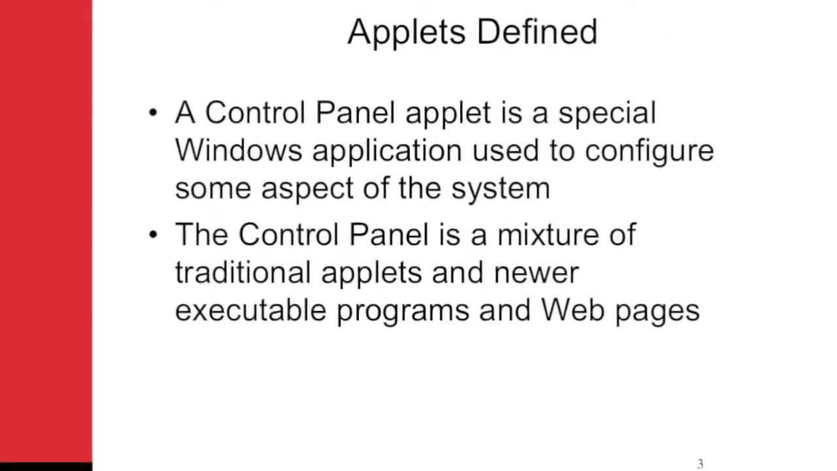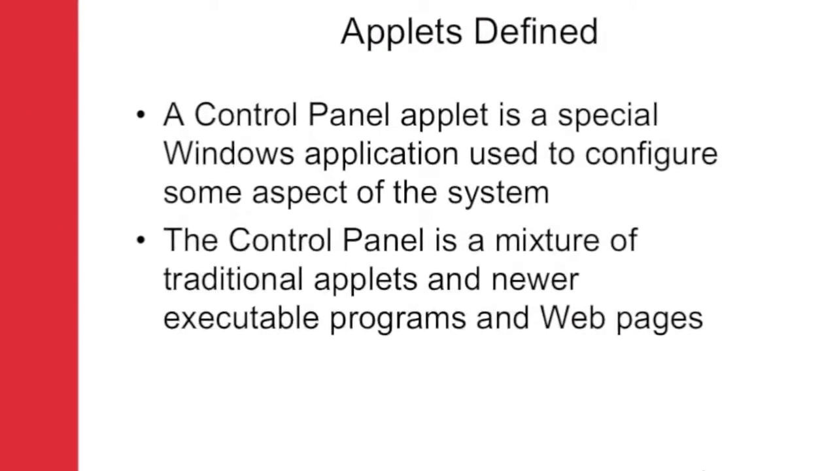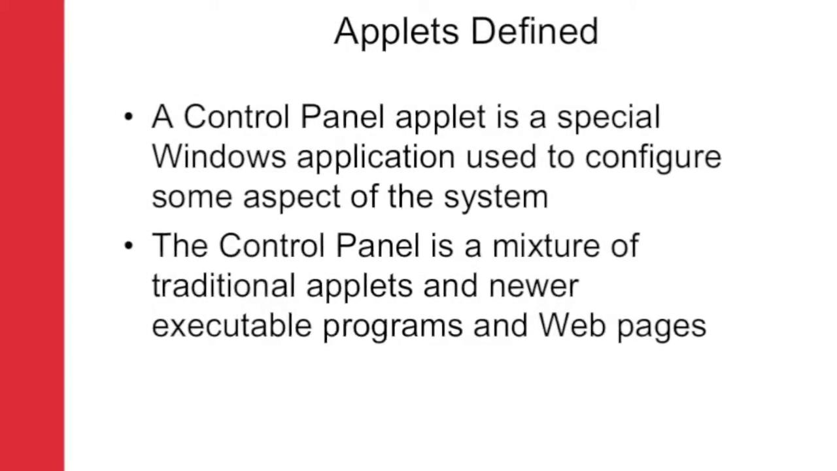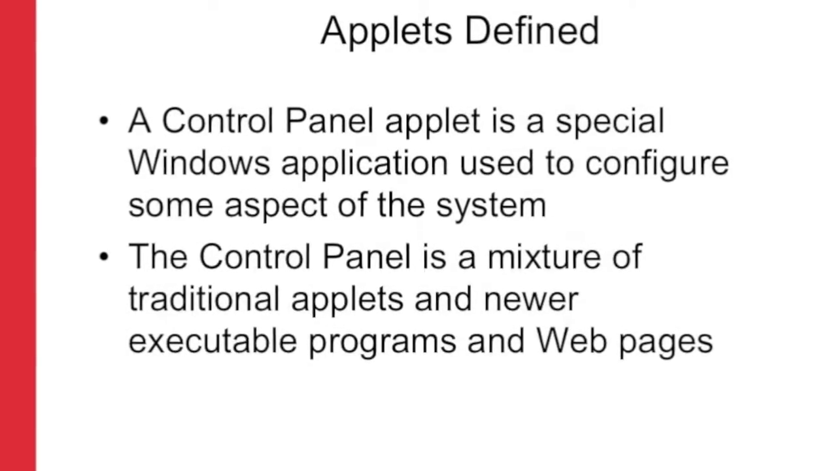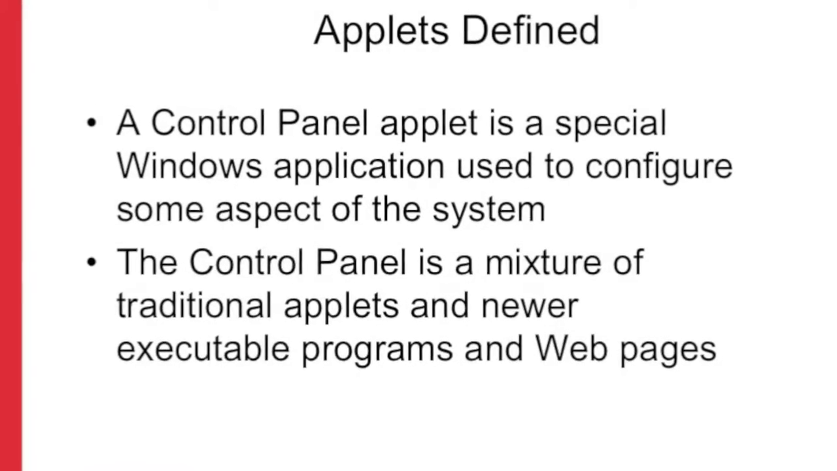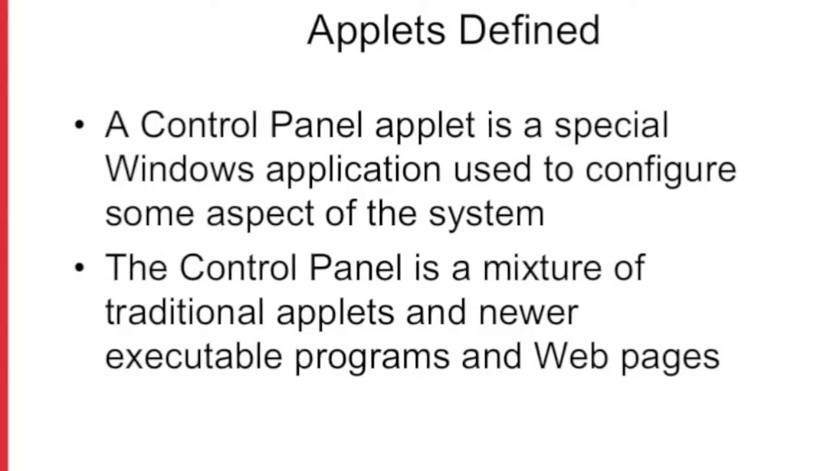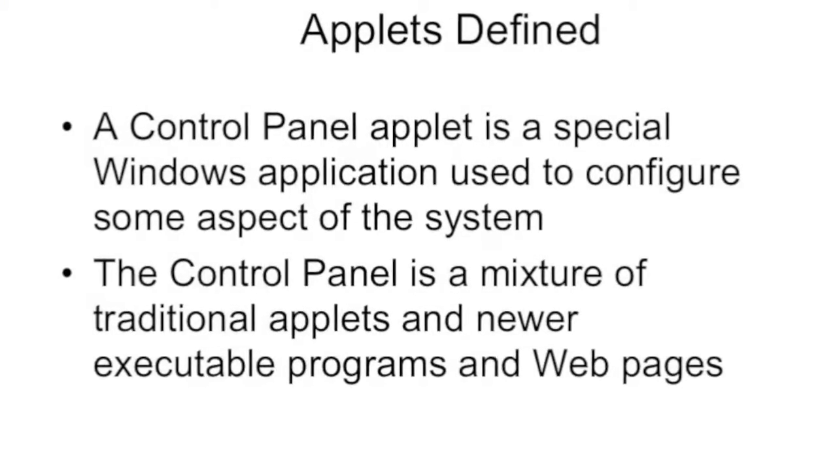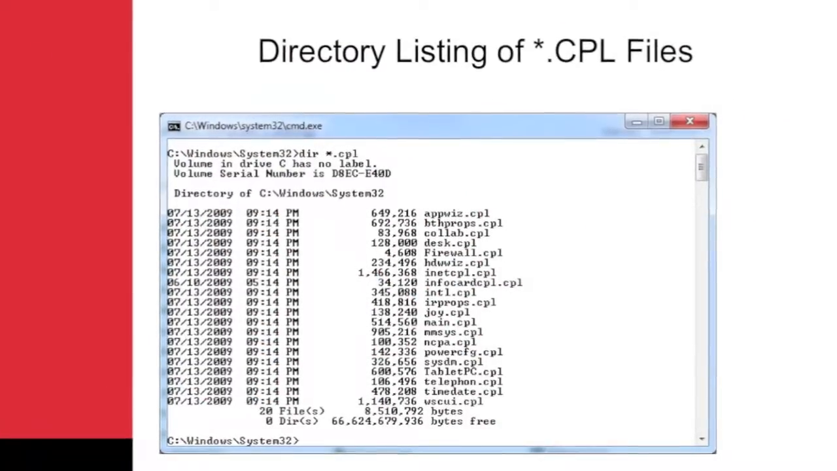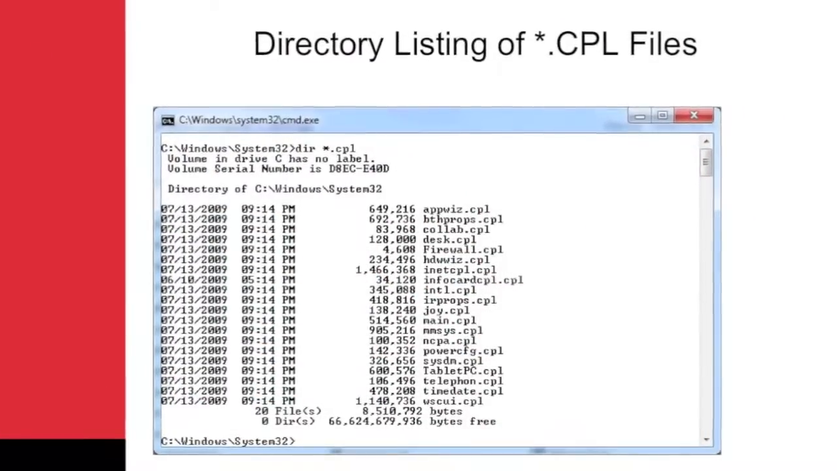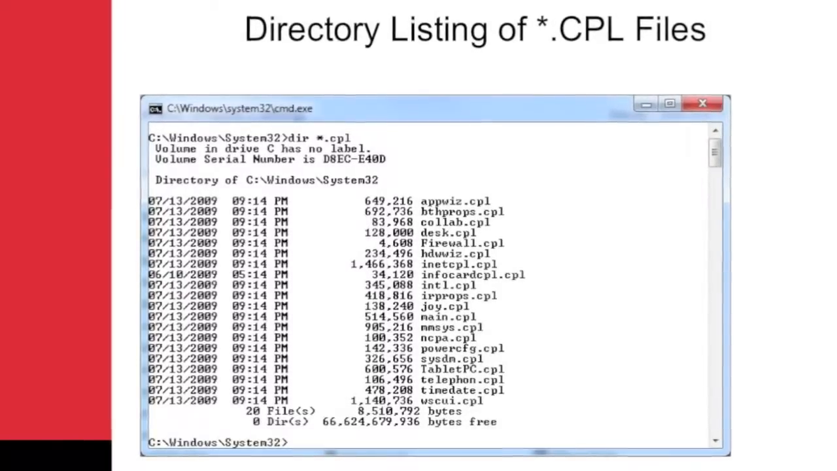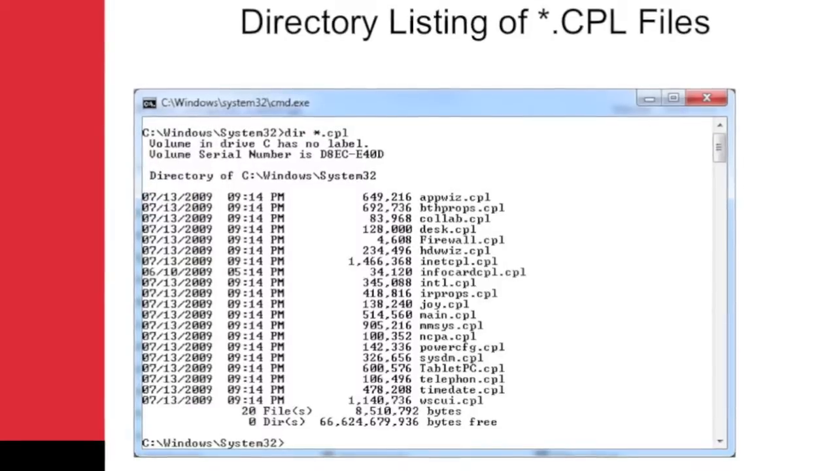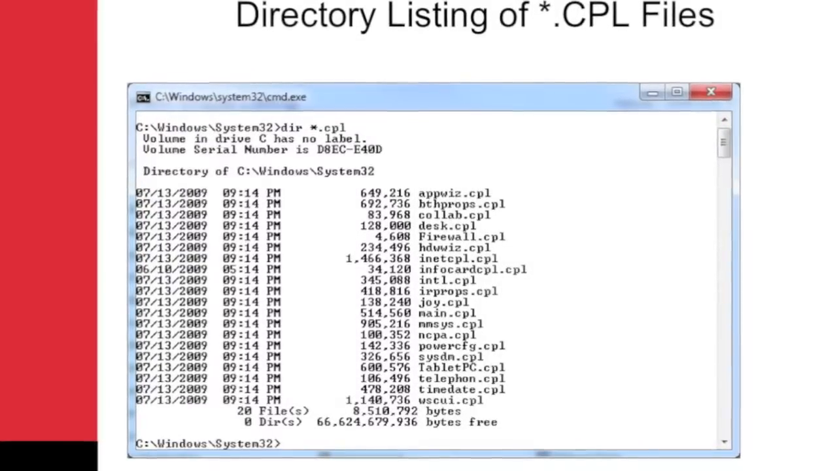A control panel is a special Windows application used to configure some aspect of the system. The control panel is a mixture of traditional applets and newer executable programs and web pages. Windows 7 ships with more than 40 control panel applets. The modern control panel is a mixture of traditional applets and newer executable programs. Applets have a .cpl extension and executables have an .exe extension.